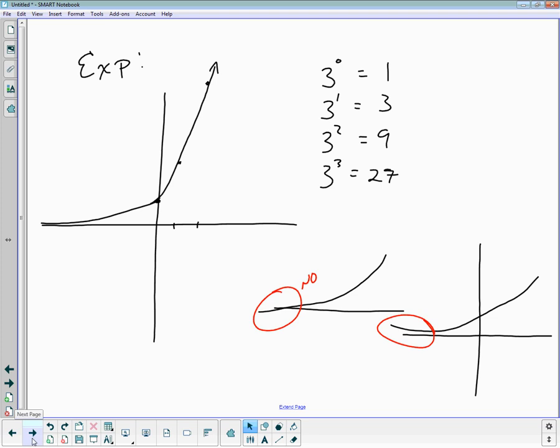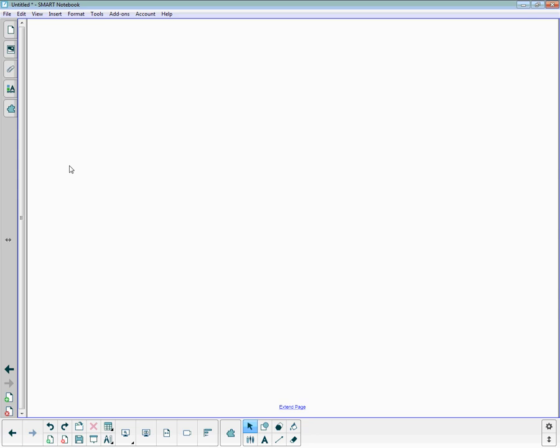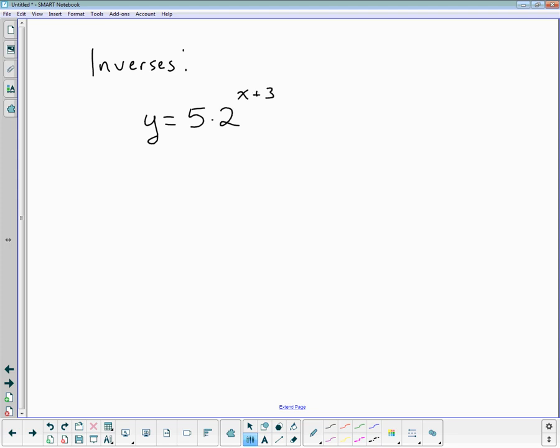So, inverses. Do you guys remember how to take an inverse? Isn't it like you put the x to the y? Yeah. When you do that, you switch your x's and your y's. So, inverses. So if I gave you y is equal to, say, let's do 5 times 2 to the x plus 3. Okay, and I wanted to find the inverse of that graph. You guys did all this last year. You swap the x and the y, and you solve for y again.